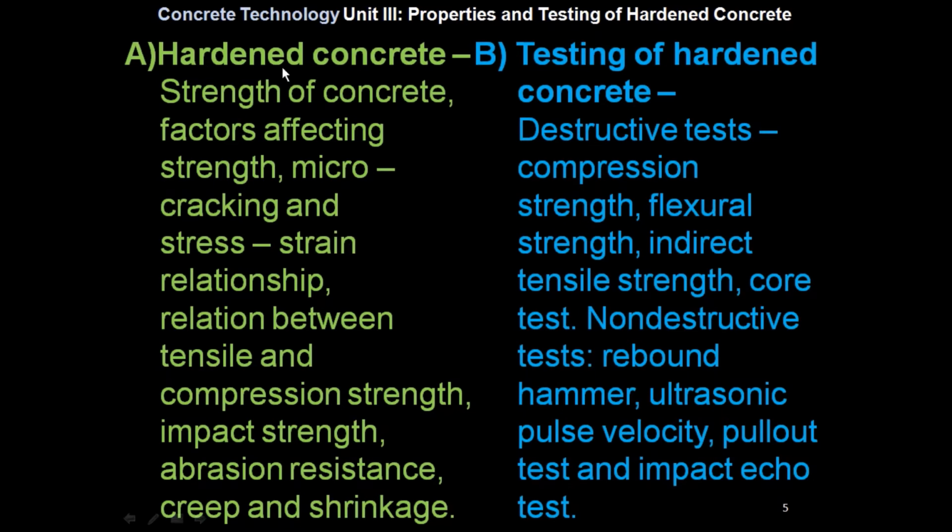Now we will see the syllabus of Unit number 3, properties and testing of hardened concrete. It is divided into two parts, part A and part B. Part A includes hardened concrete, which includes strength of concrete, factors affecting strength, micro cracking and stress-strain relationship, relation between tensile and compression strength, impact strength, abrasion resistance, creep and shrinkage. Part B includes testing of hardened concrete: destructive test, compression strength, flexural strength, indirect tensile strength, core test, non-destructive test, rebound hammer, ultrasonic pulse velocity, pull-out test and impact echo test.